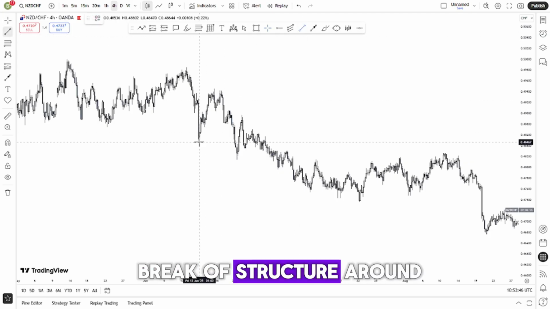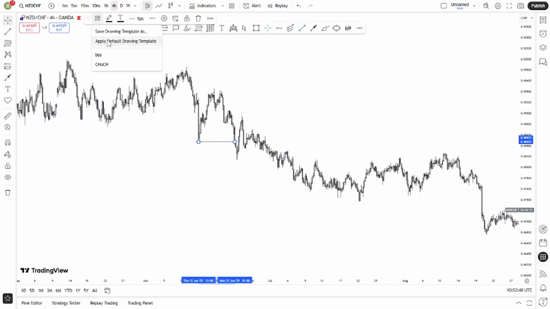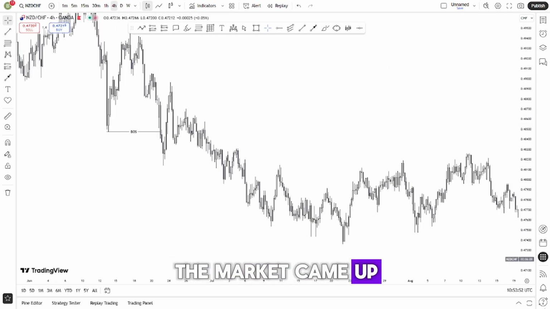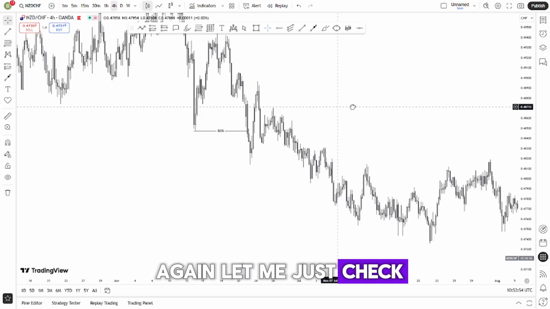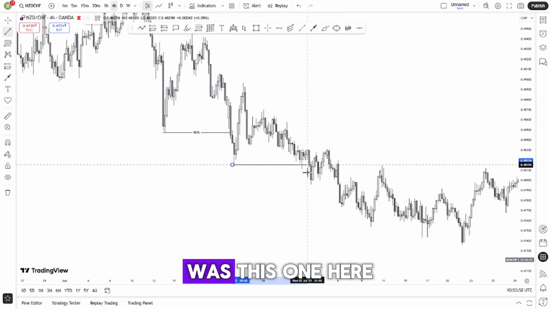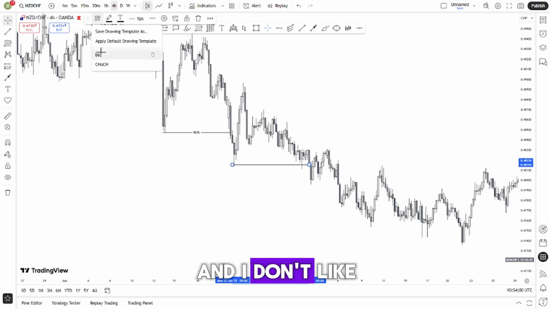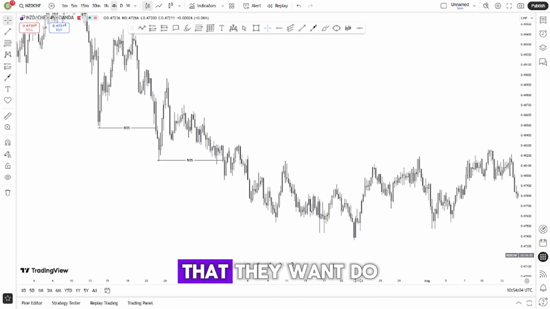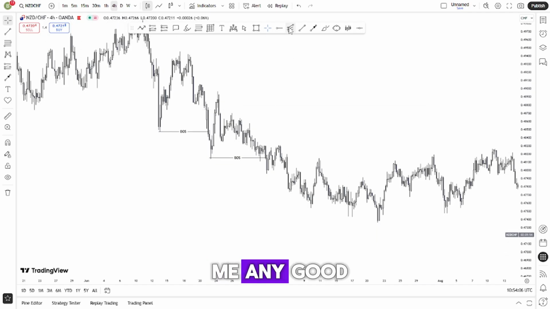So we had a break of structure around this point. Then after that break of structure, the market came up again. Let me just check. So the market came up again, giving us a new break, which was this one here. And I don't like catering for smaller breaks like this one here, just because I know that they won't do me any good.